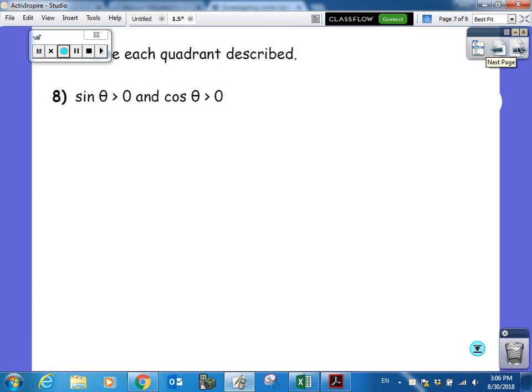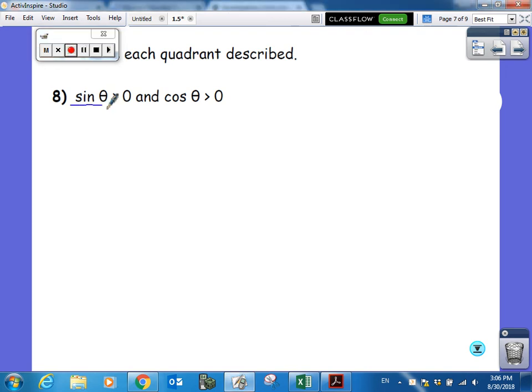All right, these last ones, name each quadrant described. So our answers are going to be quadrant 1, 2, 3, or 4. We know that. Quadrant 1. Let's see, quadrant 1, is that the correct answer? Okay, how did he get quadrant 1? Like, how does he even know that?